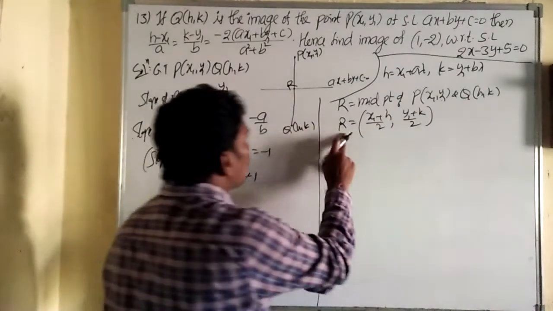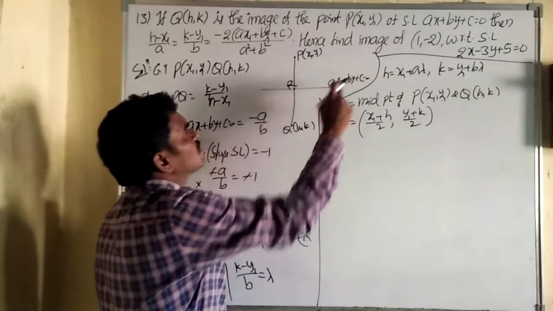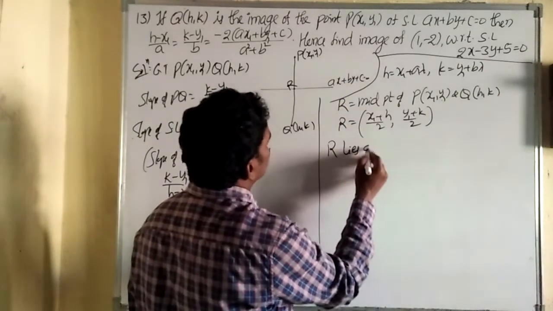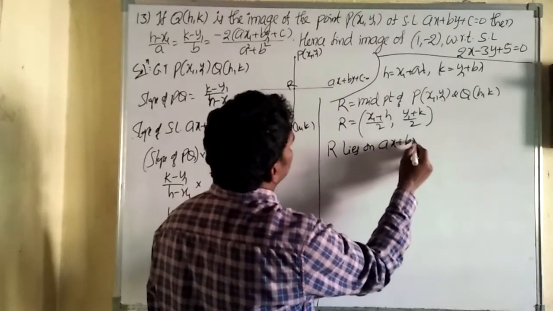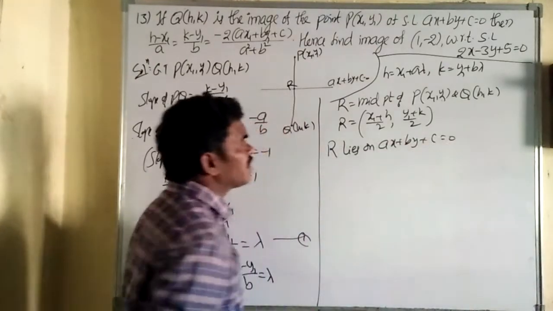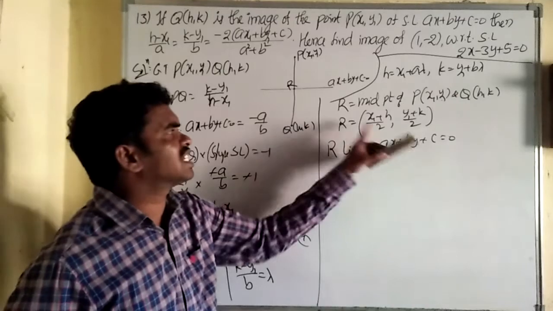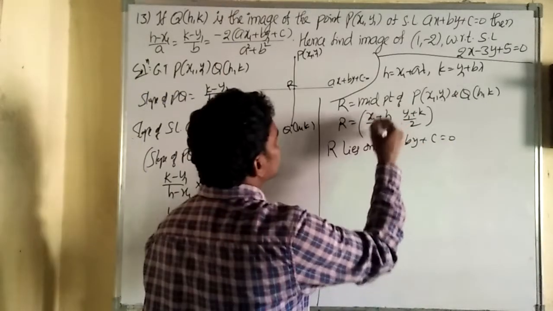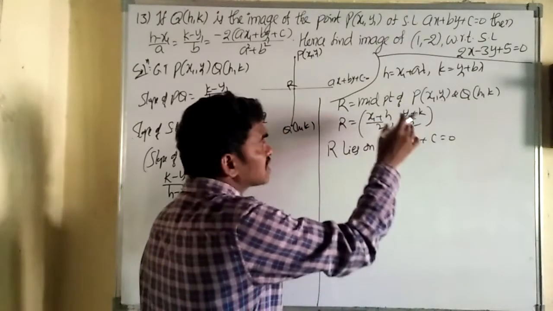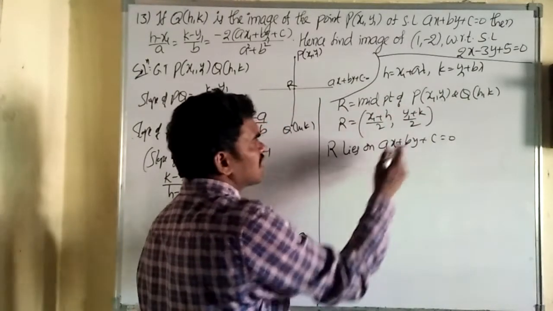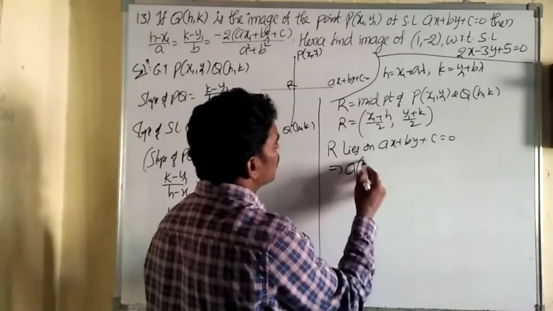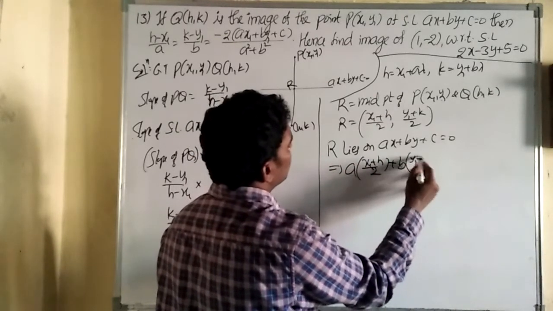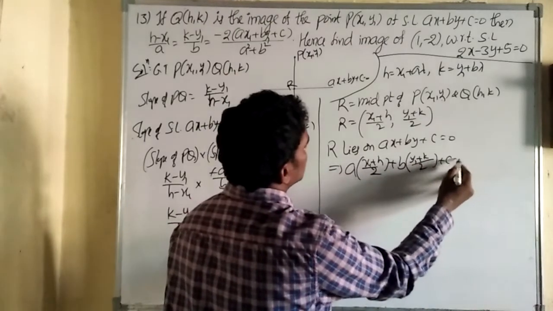So this midpoint R lies on ax plus by plus c equal to 0. Am I right? So R lies on ax plus by plus c equal to 0. That means x and y satisfy the equation: this (x1 plus h) by 2 is taken as x, this (y1 plus k) by 2 is taken as y, because of this the x and y terms satisfy the given equation. So that implies a into (x1 plus h) by 2 plus b into (y1 plus k) by 2 plus c equal to 0.